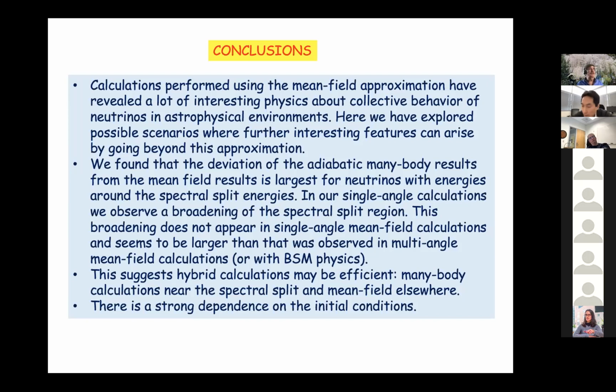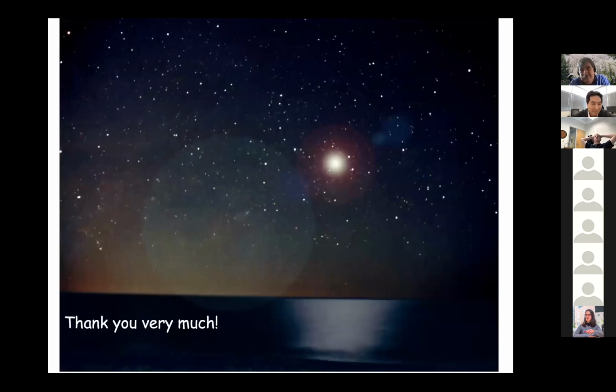And finally, we also observe a relatively strong dependence on the initial conditions, whether you start with all electron neutrinos or a mixed state. By mixed state, I mean half electron neutrinos, for example, and half the other kind of neutrinos. Well, thank you very much. And I will stop here and hopefully leave some time for questions.